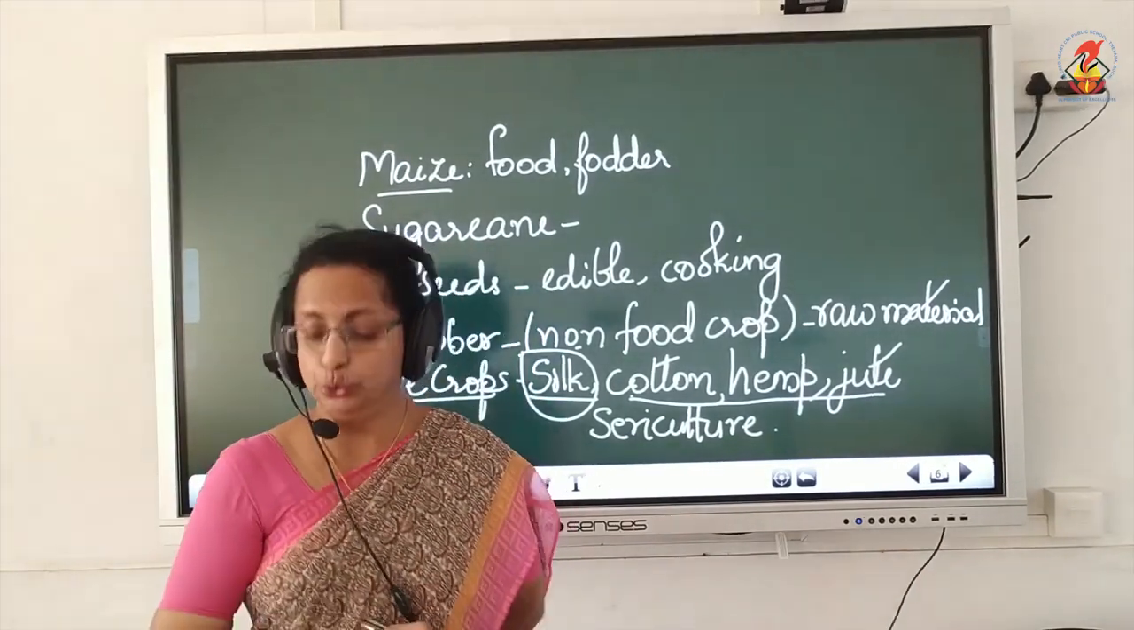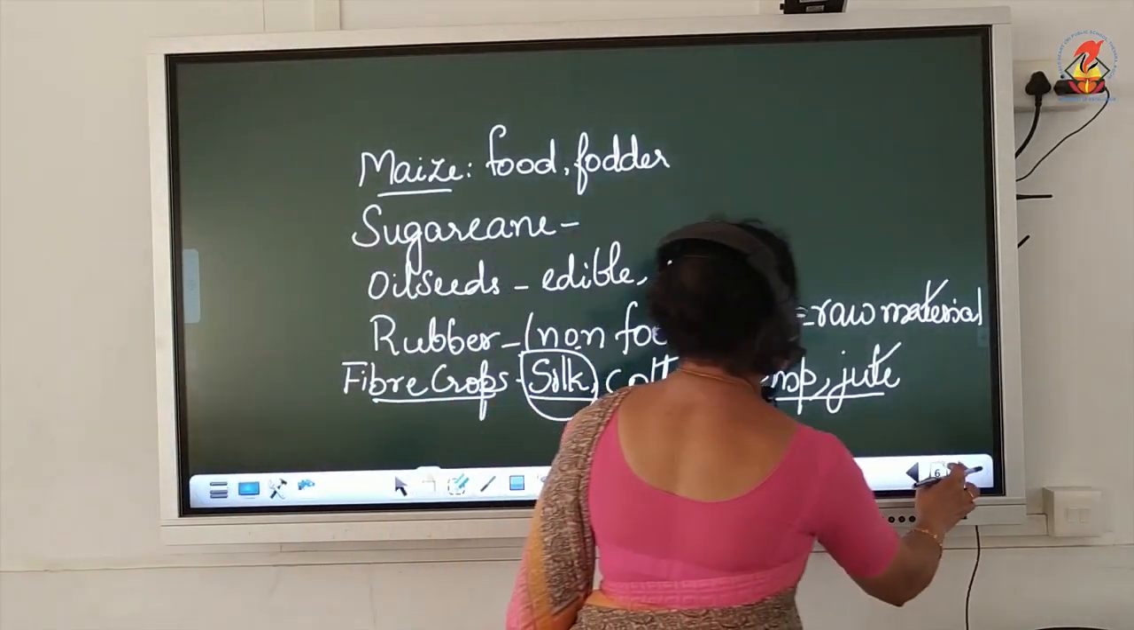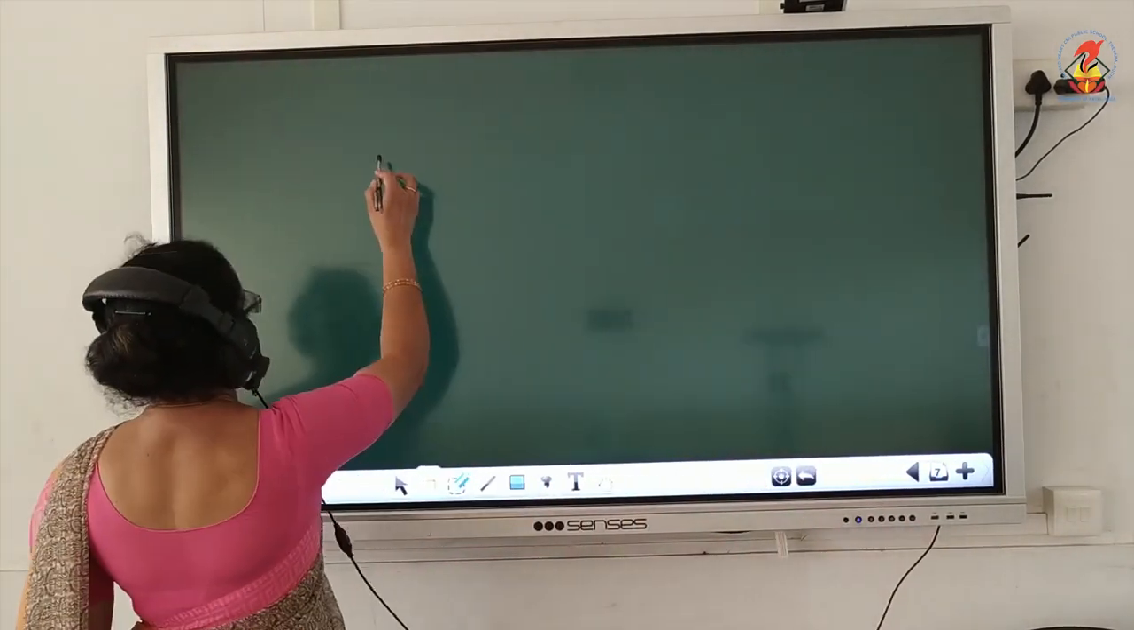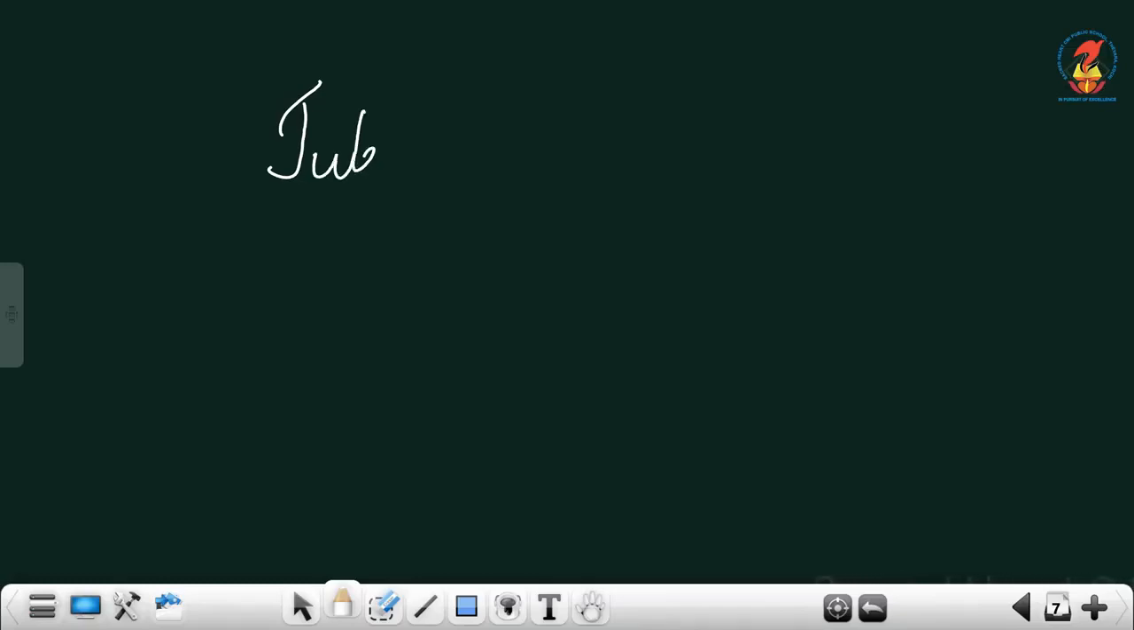Then you have jute. What kind of a crop is jute? Is it a food crop? Is it a beverage crop or a plantation crop? No, it is a fiber crop. Jute is a fiber crop.